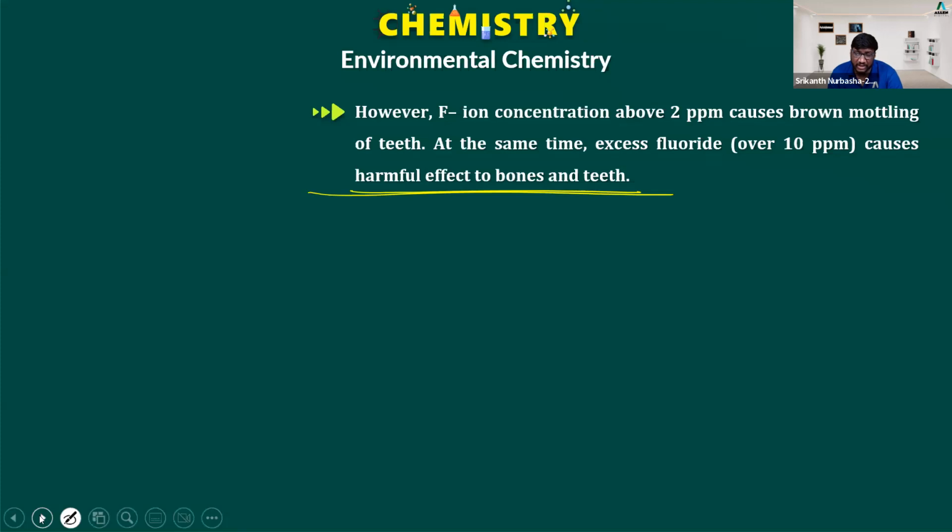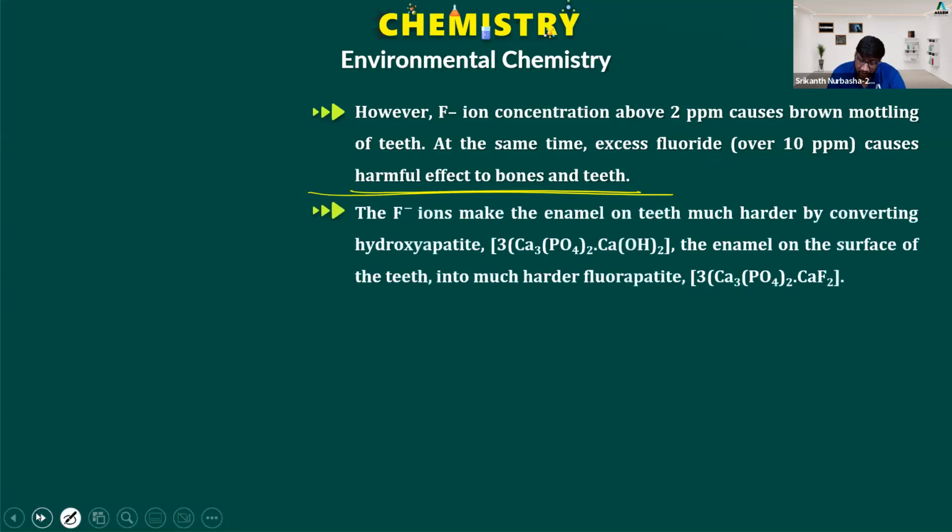Harmful effect to bones and teeth. So excess should not be there. It should be near to 1 ppm only. The F minus ions make the enamel on the teeth much stronger by converting hydroxyapatite, that is Ca3(PO4)2·Ca(OH)2, the enamel on the surface of teeth, into much harder fluoroapatite, Ca3(PO4)2·CaF2.